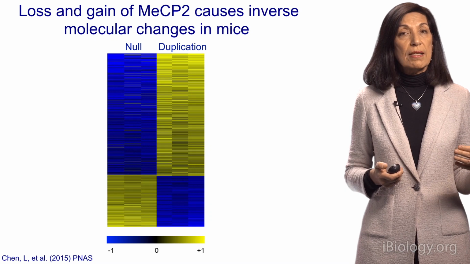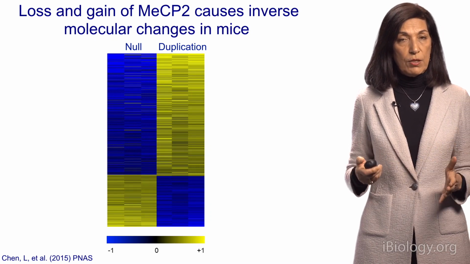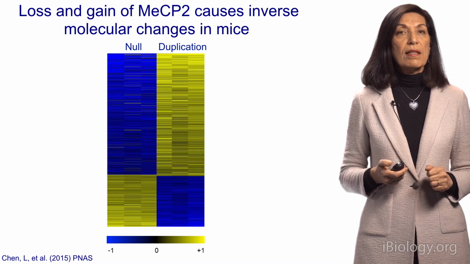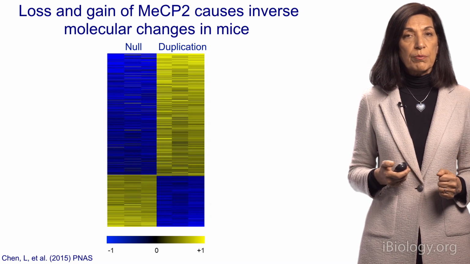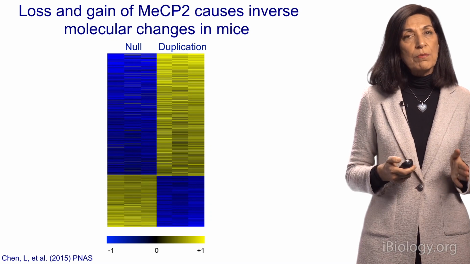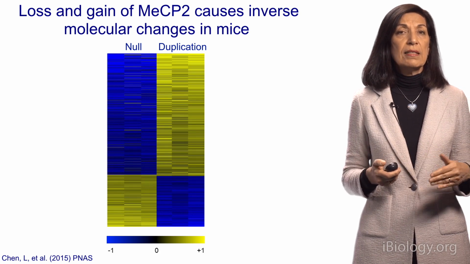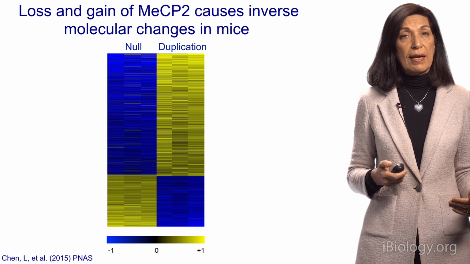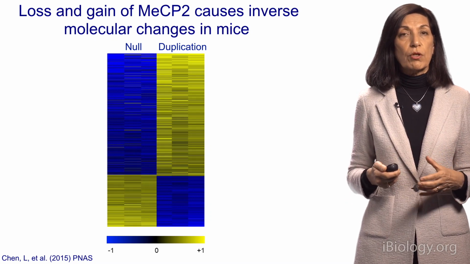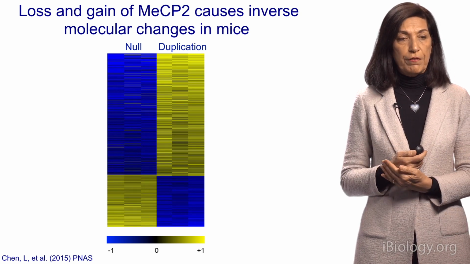So blue means the genes are decreased, and yellow means they are increased in this particular heat map. And what you'll see on the left in the null, the majority of the genes from this particular brain region, the hypothalamus, went down. But those same genes went up in the duplication model. On the other hand, there were some genes that went up in the knockout, in the null, and those same genes went down. The majority of the genes that were altered in both models were shared, and they were exactly the inverse of each other.